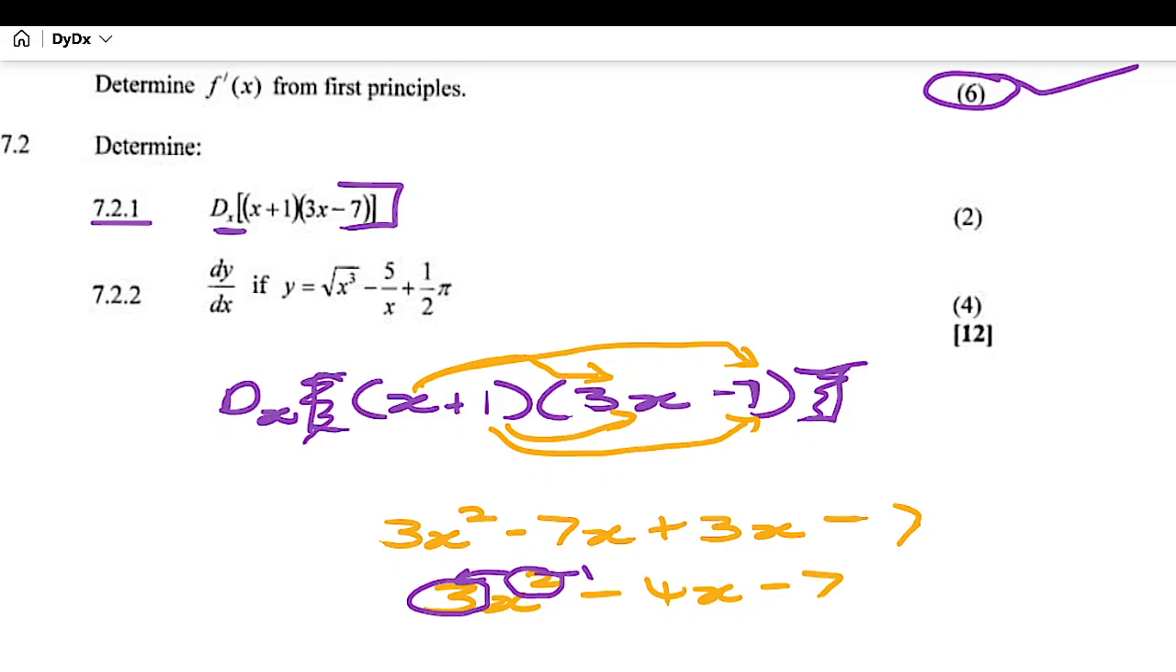So cool. I'm sure you guys already know that. That's why it's 2 marks. With practice, you won't need to do all this. You just go straight away and say 6x to the power of 1 minus 4. Voila. That's your answer, guys.